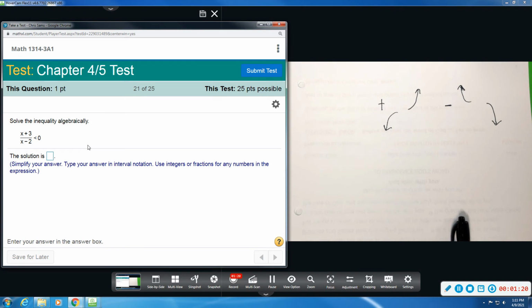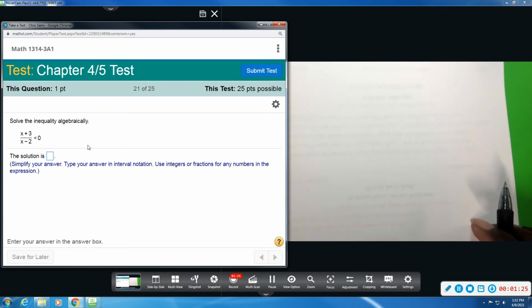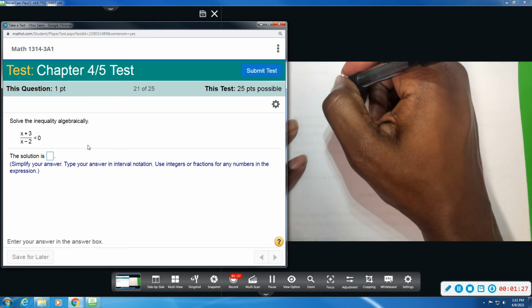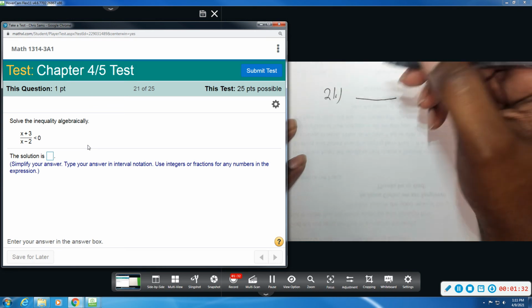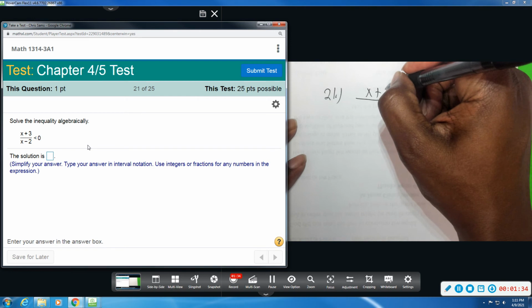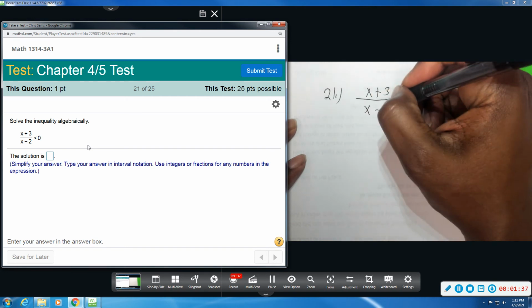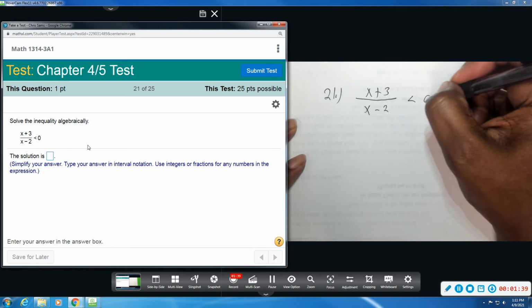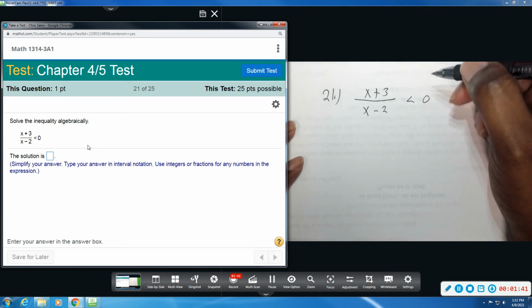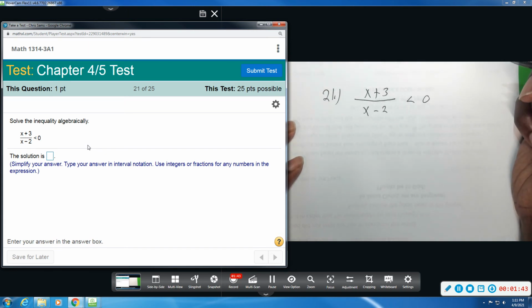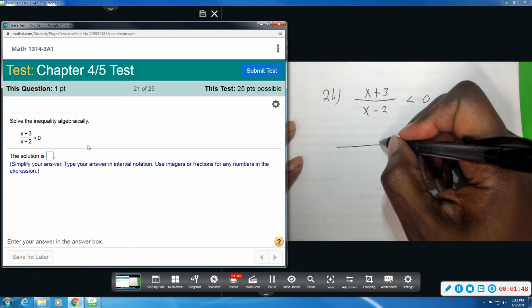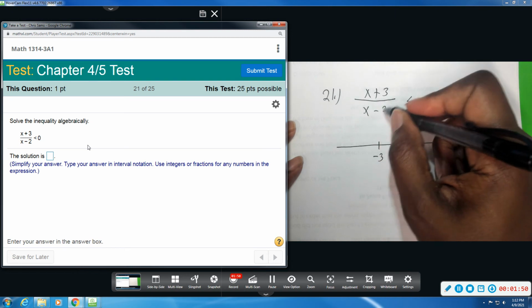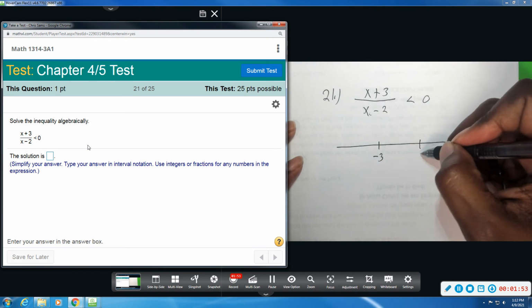Okay, so this one we want to solve the inequality. Number 21. So what we're going to do, we're going to set the numerator and denominator equal to 0 and find those critical values. And then from there, we will put them on the number line and find the less than 0 or the negative section. So setting the numerator equal to 0 will give us a negative 3. Setting the denominator equal to 0 will give us a positive 2.